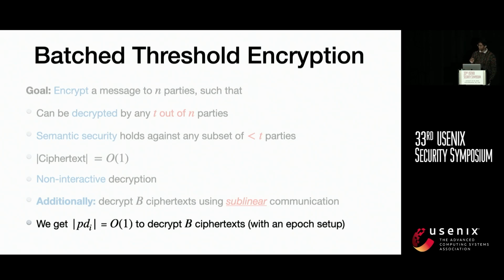But there's a small caveat, which is you need to run an epoch setup. So for each batch that you want to decrypt, you need to run some sort of epoch-specific setup. But the good news is that this epoch setup can be carried out well in advance. And it doesn't grow with B. It's like a couple of multiplications and one DKG.